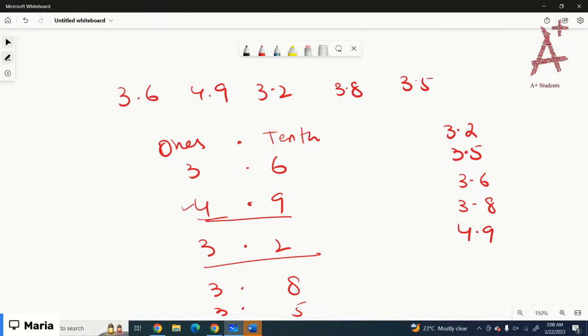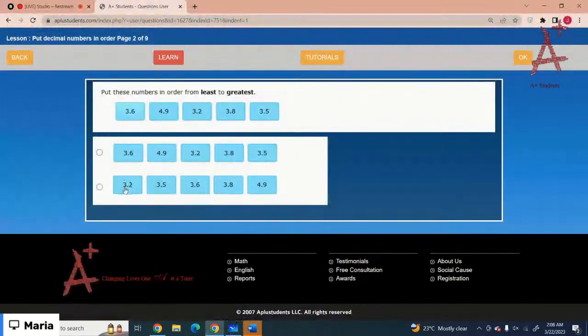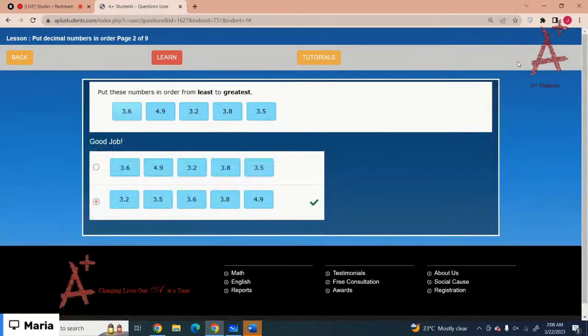Got it? It would be 3.2, 3.5, 3.6, 3.8, and 4.9. That is option number 1. Option number 2, 3.2, 3.5, 3.6, 3.8, and 4.9. Got it?